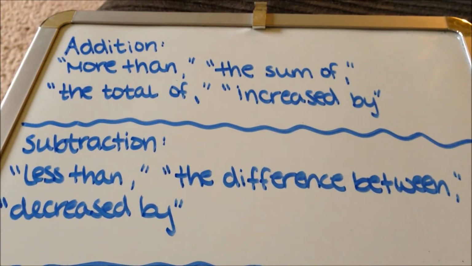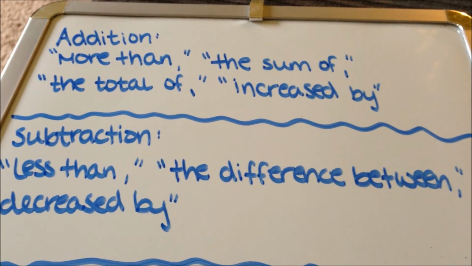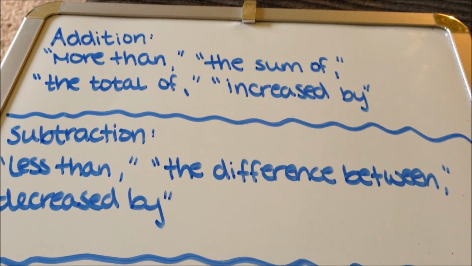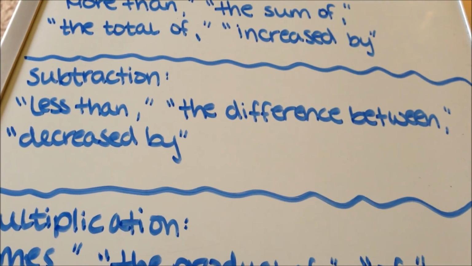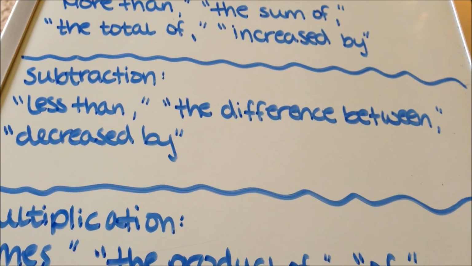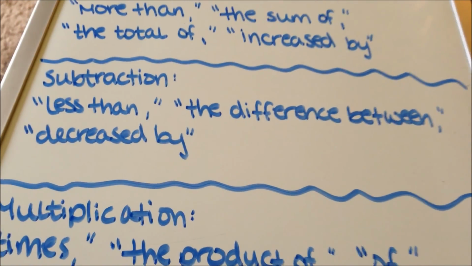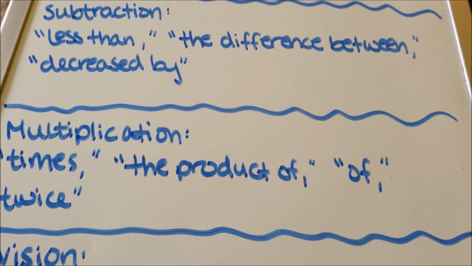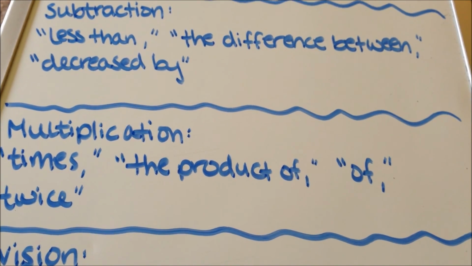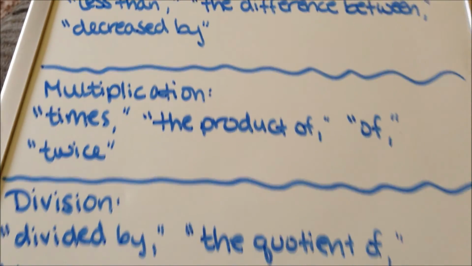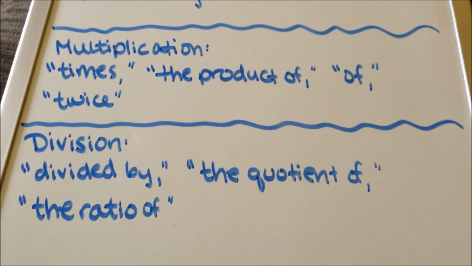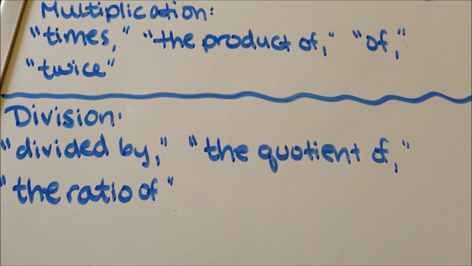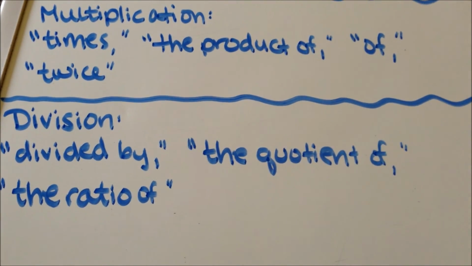In general, you want to be comfortable when reading expressions knowing what they mean. So starting with addition, some expressions you may see are more than, or the sum of, or the total of, or increased by. There are others as well. In terms of subtraction, you may see less than, or the difference between, or decreased by. In terms of multiplication, you may see times, or the product of, or the word of, which I just mentioned, or twice, amongst other examples. And then finally, division, divided by, or the quotient of, or the ratio of. Remember, the word ratio also can denote a fraction.